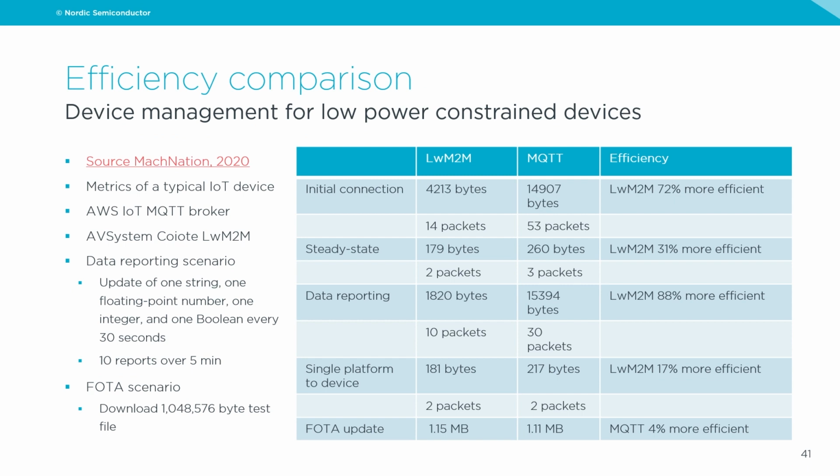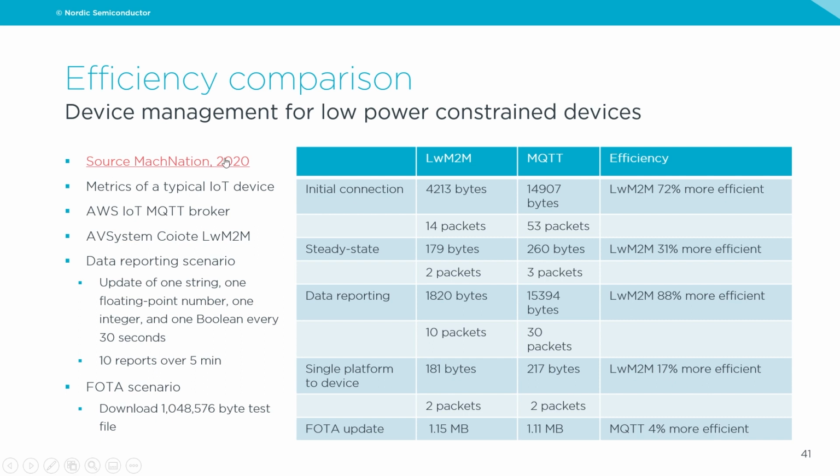Just a quick efficiency comparison. I don't want to go too much into detail, but lightweight machine-to-machine can be a very useful device management protocol for low power constrained devices. So as you can see, on initial connection compared to MQTT, lightweight machine-to-machine can be 72% more efficient, steady state 31%, data reporting 88%, single platform to device roughly 17%.